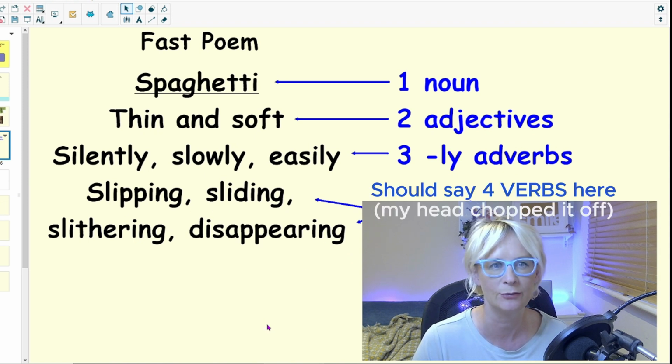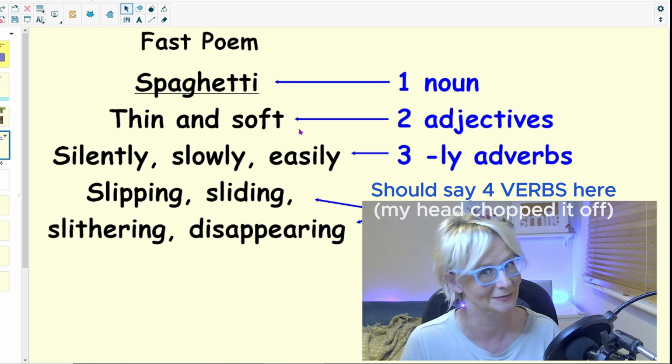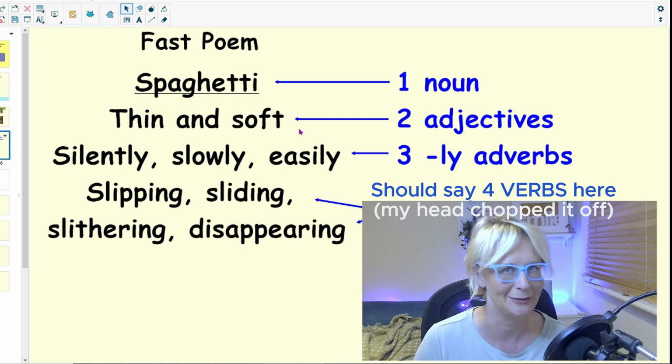Let's have a little look at this one then. Spaghetti, thin and soft. Silently, slowly, easily. Slipping, sliding, slithering, and disappearing. Okay, right, we can have a go together of writing one.